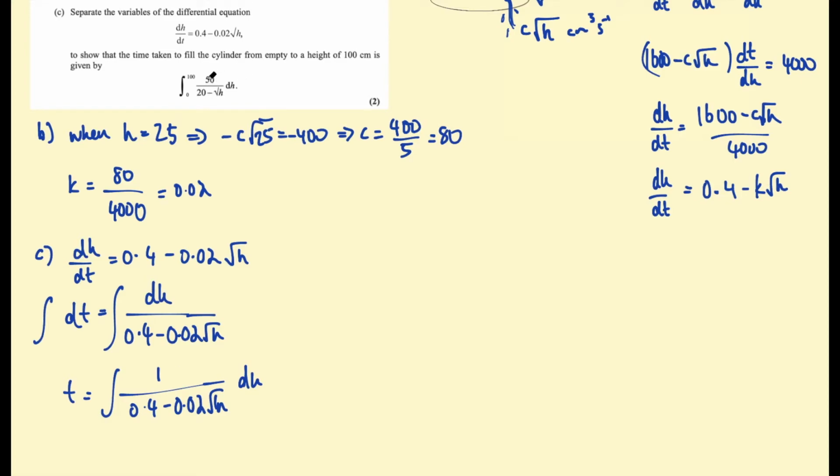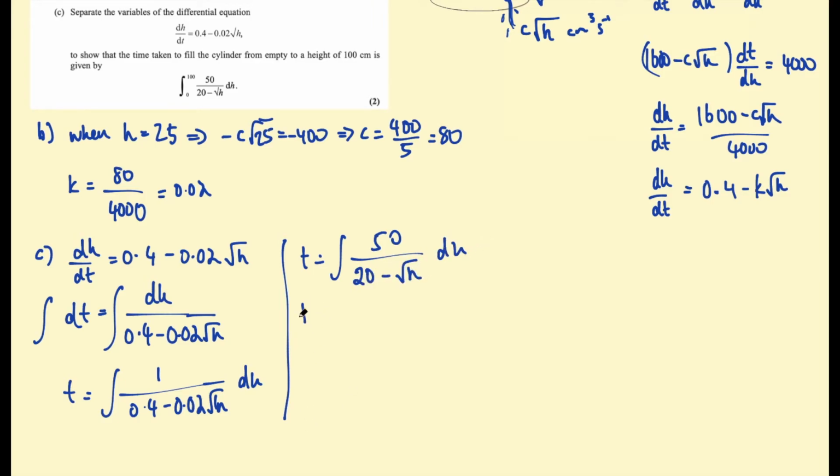You've got to wonder how they would get a 50 there. And then you think, okay, they probably just multiplied all of these numbers by 50, and it turns out 0.4 times 50 is 20, and 0.02 times 50 is 1. So we can just multiply everything by 50, the numerator and denominator, and we get t equal to the integral of 50 on 20 take root h dh.